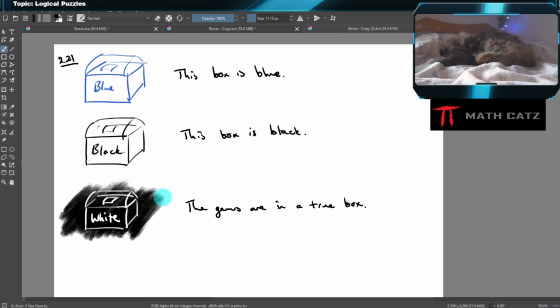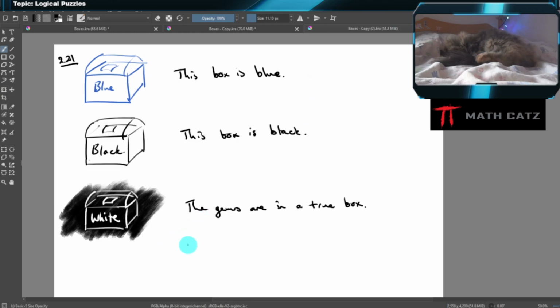Sometimes a simple statement. So let's just scan through what these boxes are saying. The blue box is saying this box is blue. Black box is saying this box is black. White box is saying the gems are in a true box. So definitely the first two have simpler statements, easier to evaluate.